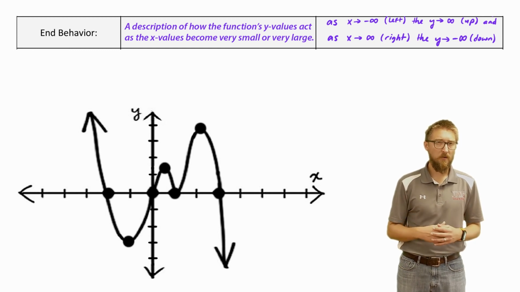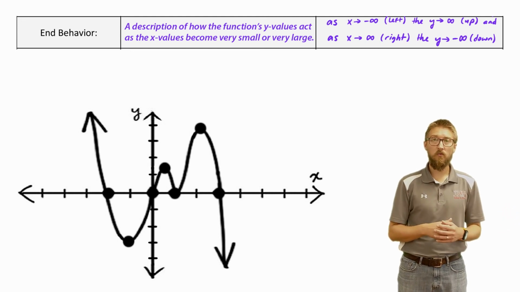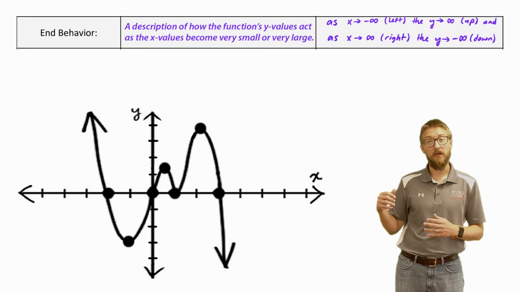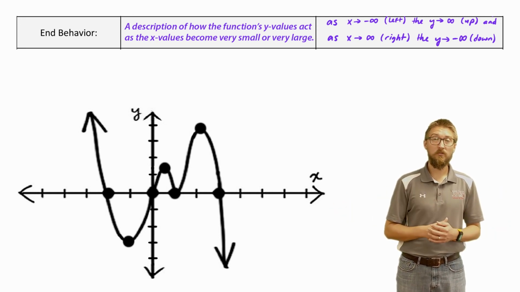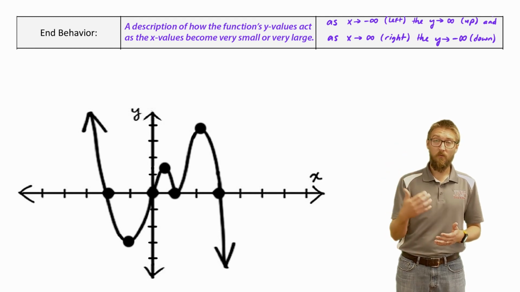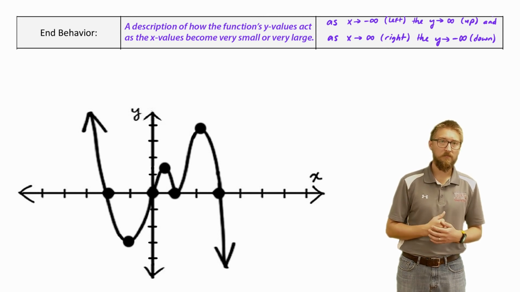The arrows in these problems just mean approaching or going towards, and so you need to know what directions those are saying. X approaching negative infinity means going left, x approaching positive infinity means going right, y approaching positive infinity means going up, and y approaching negative infinity means going down. So that's the expectation for an honors level class.